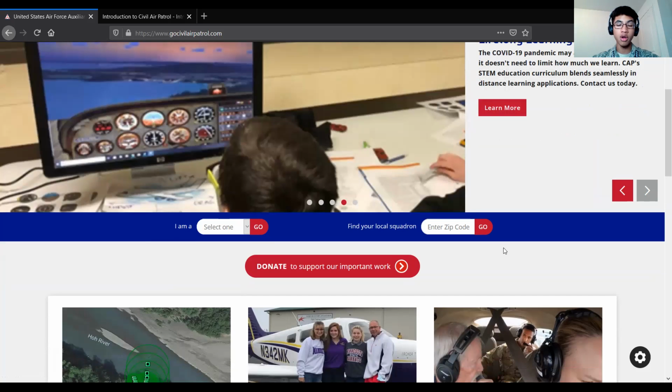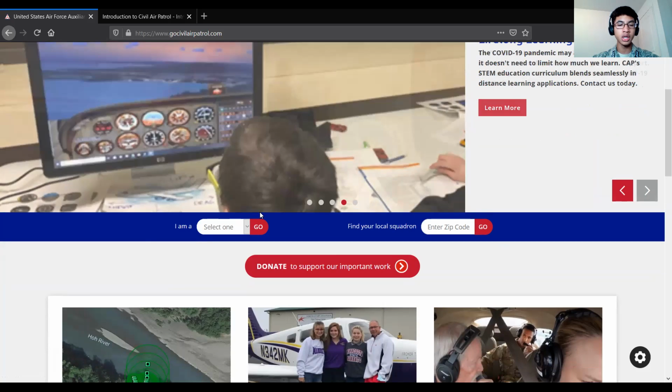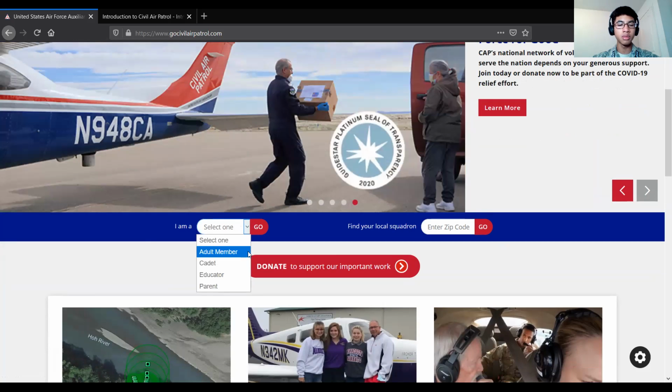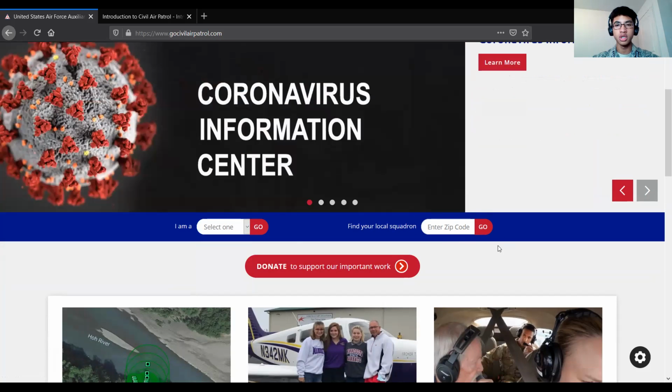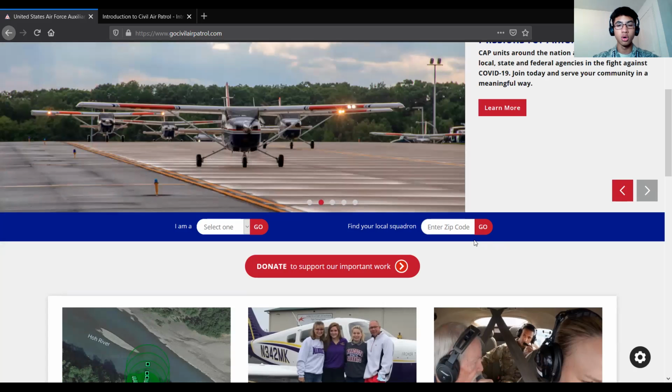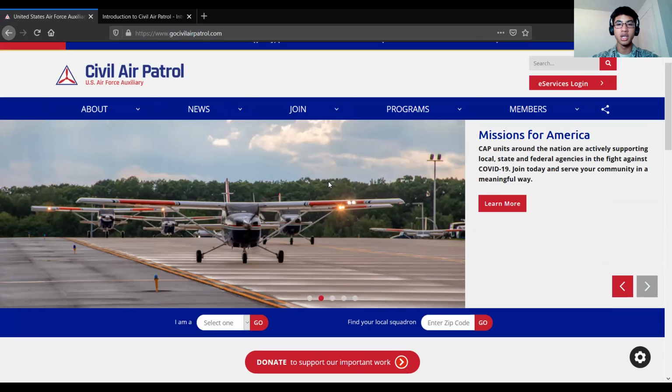This was a very important tool that I used when I first joined. And it allows you to select whether you're an adult member, cadet, educator, or parent, and use your zip code to find the squadron nearest to you. Civil Air Patrol is often regarded as the Air Force's best kept secret. So I highly suggest you use this because your nearest Civil Air Patrol squadron may be closer than you think.